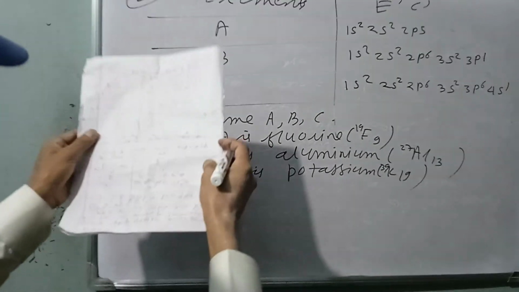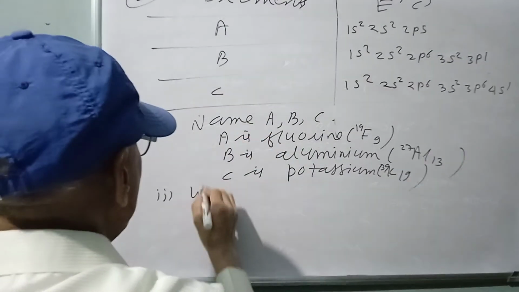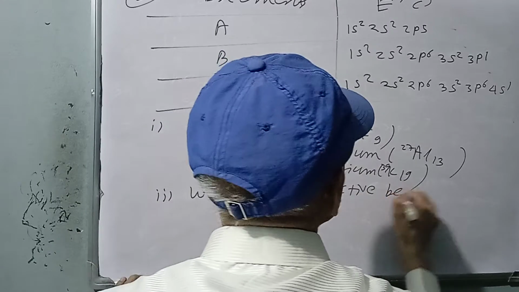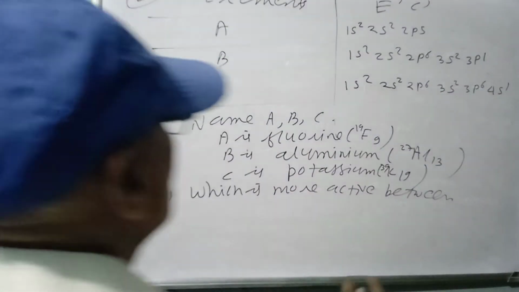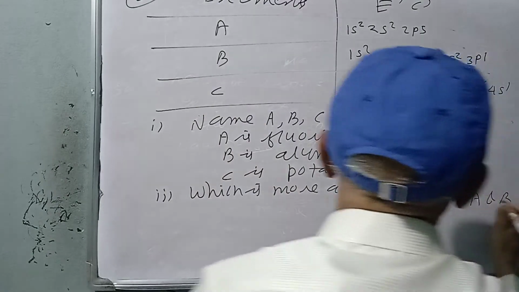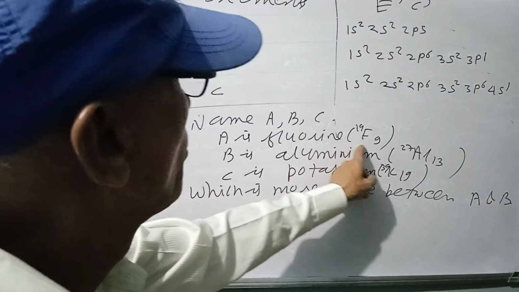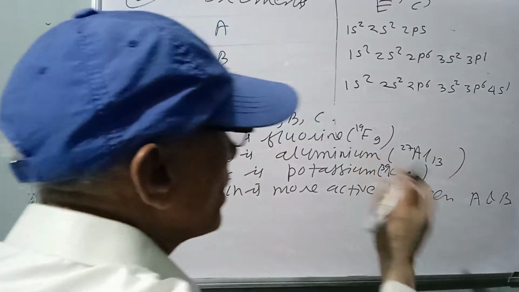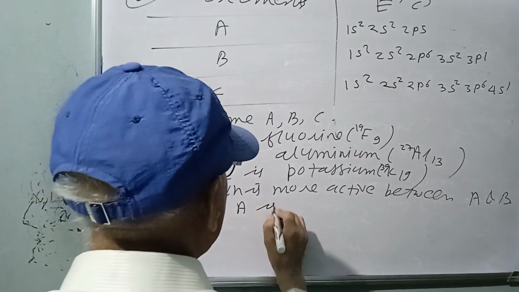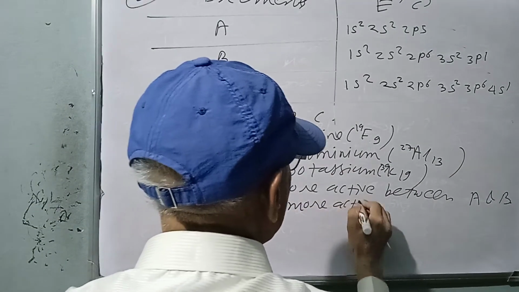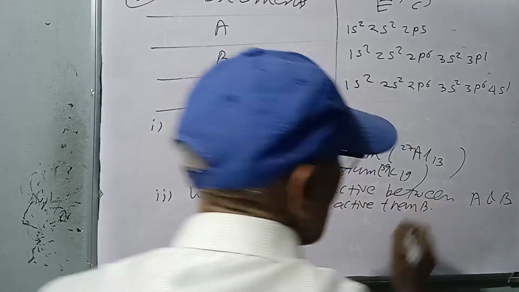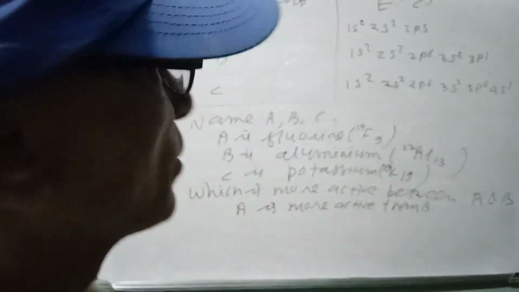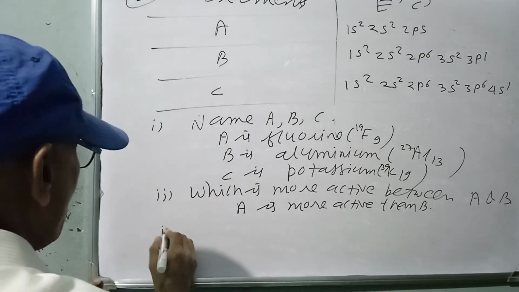Question number 2: which is more active between A and B? A is more active than B, because it takes one electron while B gives three electrons. Reactivity increases in group 7A, and reactivity decreases from top to bottom in group 1A.